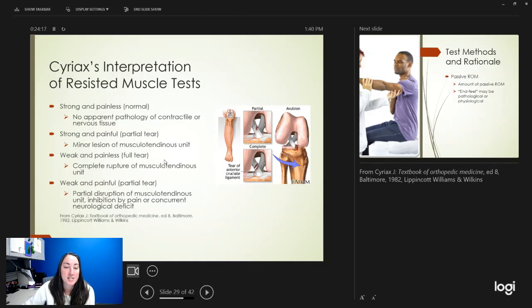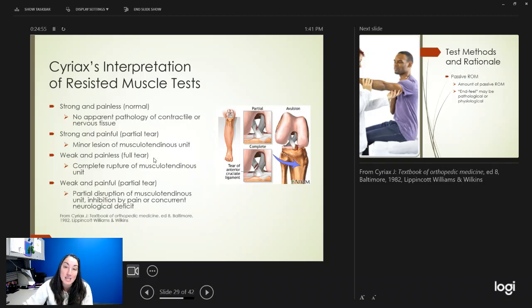Here are some of the interpretations of your resisted muscle test. If a person is strong and painless, typically that is normal. We are strong and we don't have pain. That's like, okay, nothing's going on. Why are you here? Strong and painful is typically an indication of a partial tear. If I'm strong but it really hurts, then there are some fibers at the end that are torn. If it's fully intact and then it's now torn, there are fewer fibers and they're irritated by the injury in that area, and as you pull them apart, they cause pain. So that's typically a partial tear.